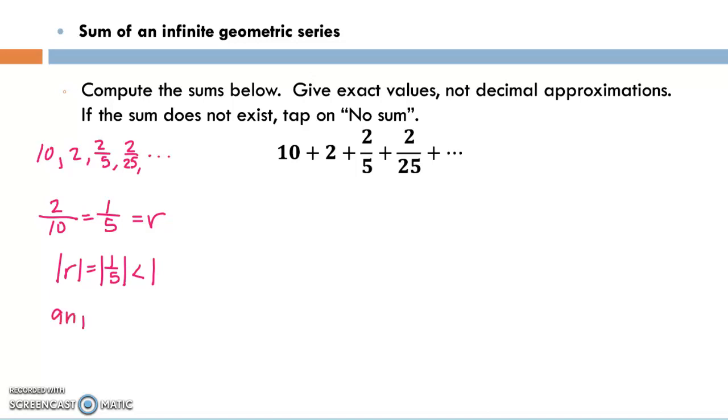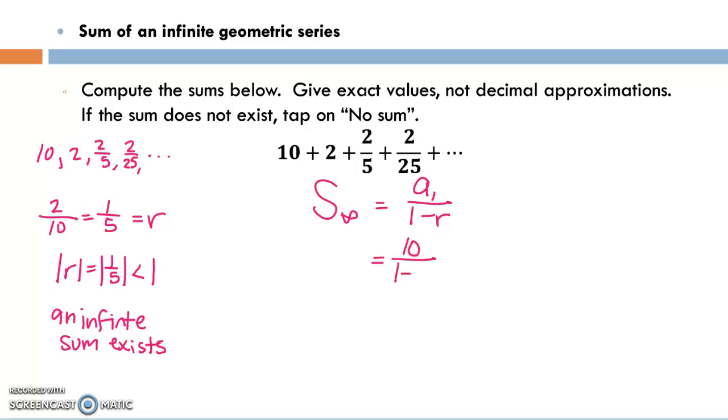So an infinite sum exists. And it will be of the form: the infinite sum is equal to A1 divided by 1 minus R. So for this infinite sum, the first term is 10, and then we divide by 1 minus 1/5, which is equal to 10 divided by 4/5. So this infinite sum is equal to 12.5. There's one example of an infinite sum.